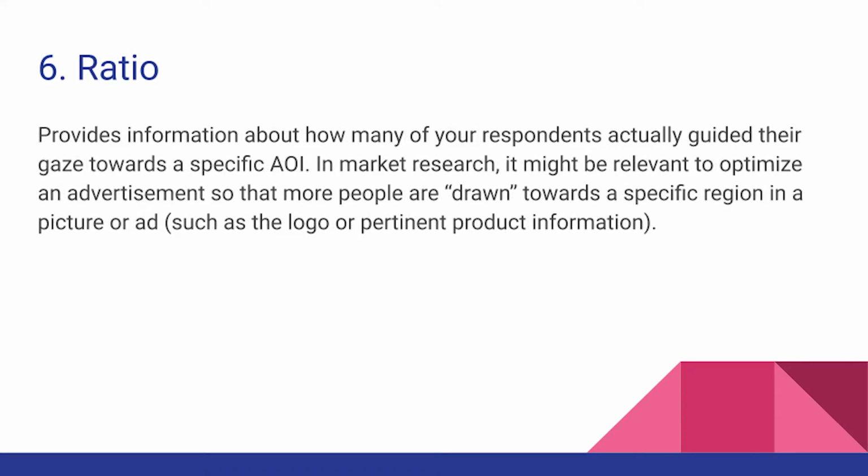Number 6. Ratio. This provides information about how many of your respondents actually guide their gaze towards a specific AOI. In market research, it might be relevant to optimize an advertisement so that more people are drawn towards a specific region in a picture or ad.